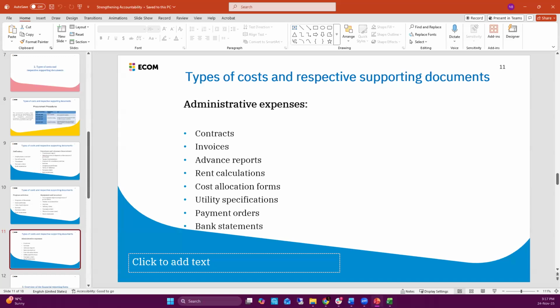You also provide the proof of the payment, which is payment orders and bank statements. Since administrative costs are often shared across multiple projects, proper allocation documentation is especially important here. So in summary, every cost category requires a full set of supporting documents that confirm three things: that the expense was in scope of the project, that it follows the procurement and financial rules, showing all the mandatory information, and that it was actually paid from your project bank account.